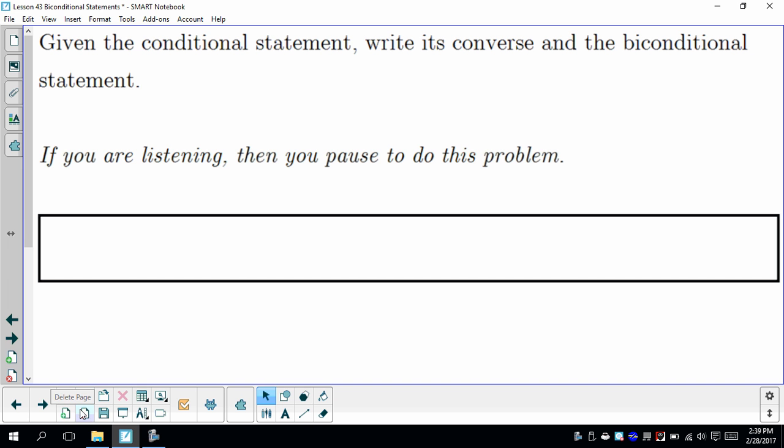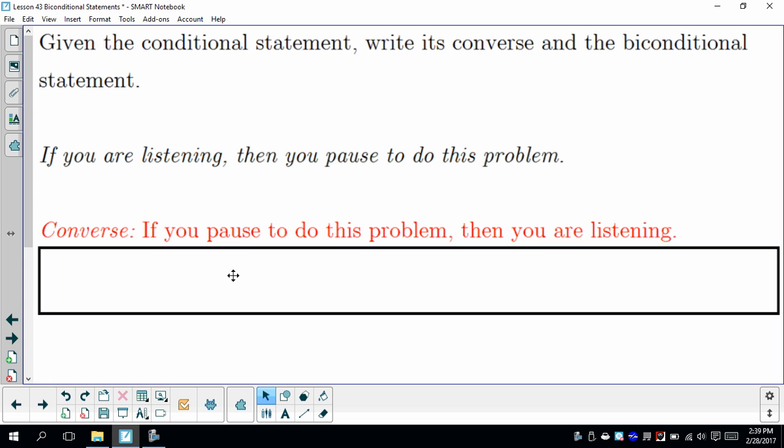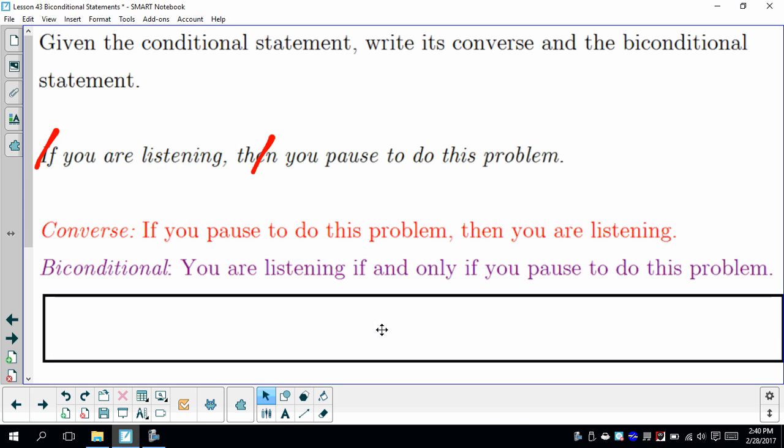So go ahead, pause here and try this one. So I want you to write the converse. We switch the P and Q to get if you pause to do this problem, then you are listening. To get the biconditional, we get rid of the if and the then. In between you are listening and you pause to do this problem, we put if and only if.